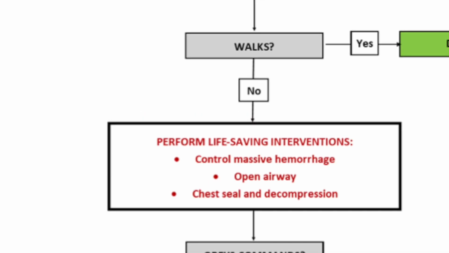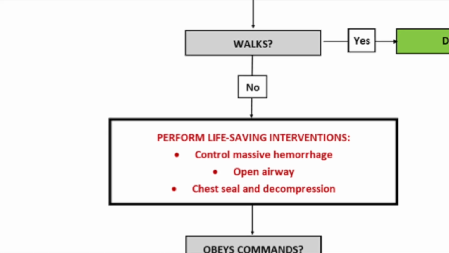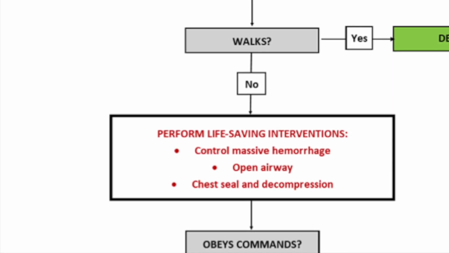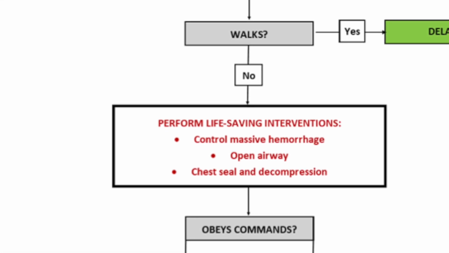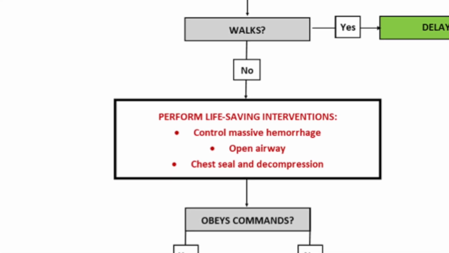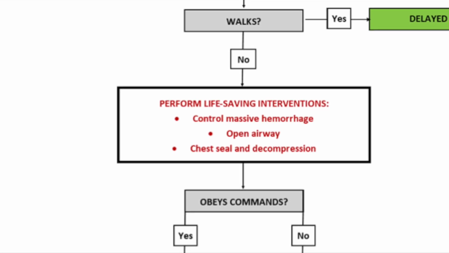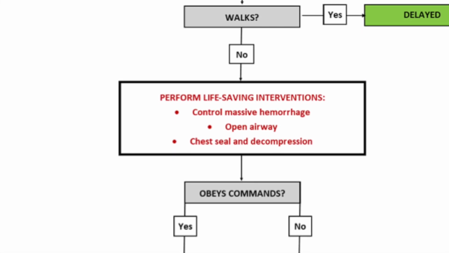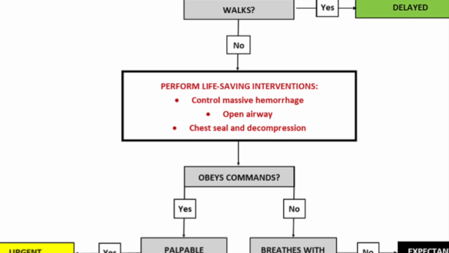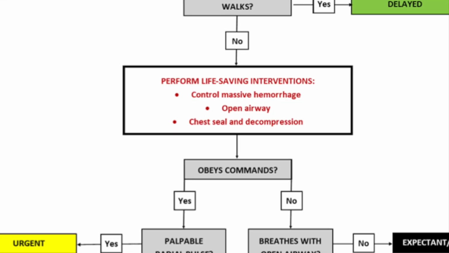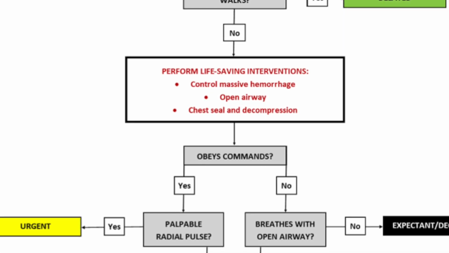Once we've addressed any of those immediate life threats, we determine whether or not the patient can obey commands. And it can be a simple command like squeeze my hand, something that is easy to follow and you can use rapidly to determine whether or not they're tracking with you. If they obey commands, then we would feel for a radial pulse. If they do have a radial pulse that we can palpate, that patient is a yellow patient, and we will mark them as such. If they don't have a radial pulse, then they are marked as a red patient.